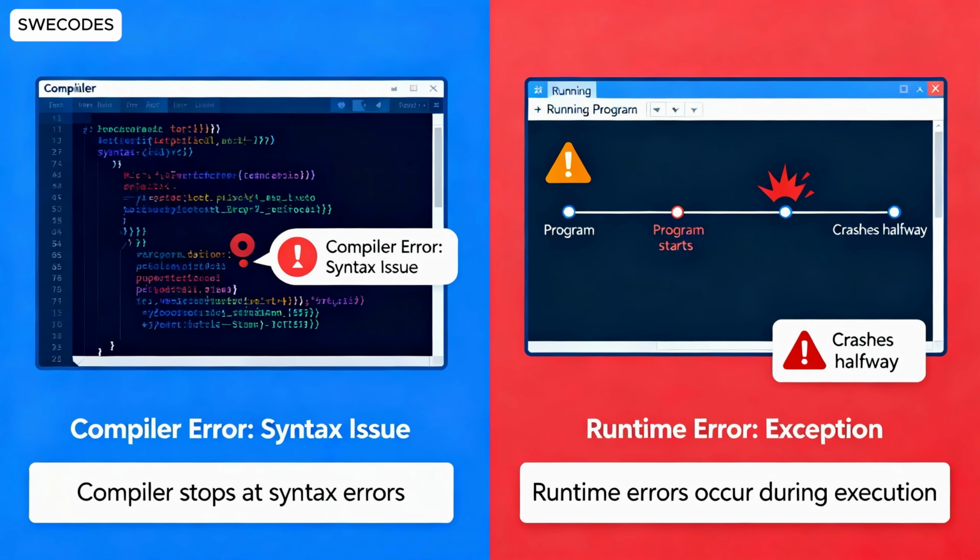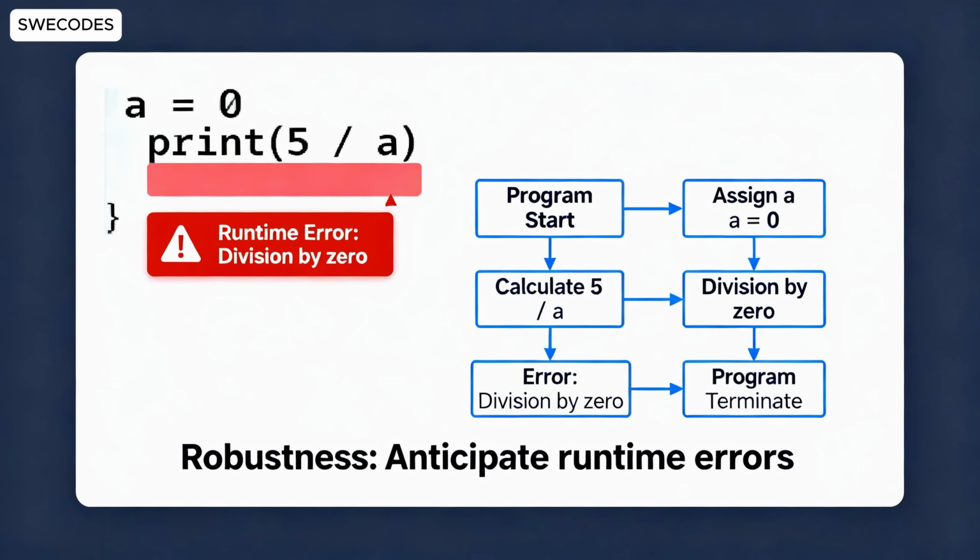The second type is more dangerous. The runtime error, also known as an exception. This bug is sneaky. Your code is grammatically perfect. It has no syntax errors. It compiles. It starts to run. But then, halfway through, the program crashes. Why? Because you gave it an impossible command that it only discovered while running.